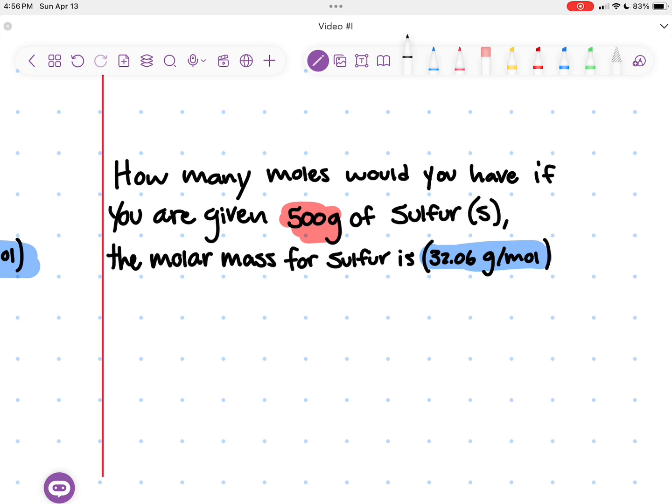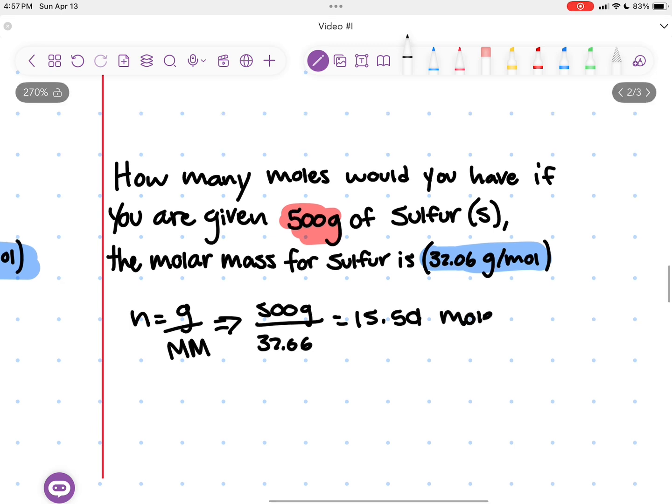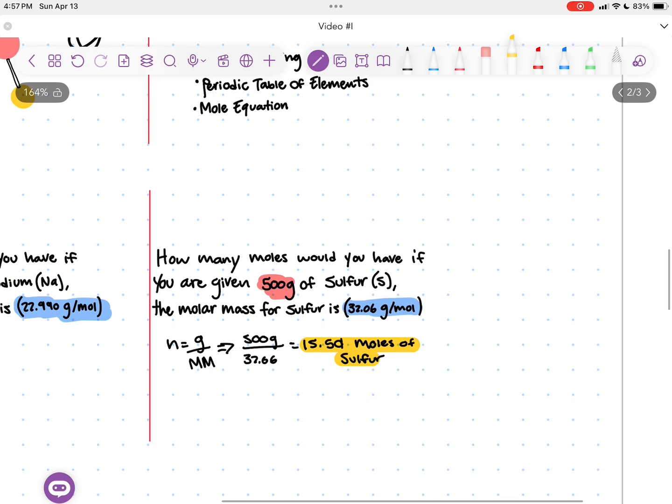We're given our equation, n equals grams over molar mass. In this case, we're given 500 grams of sulfur over 32.06, which is our molar mass. From there, all we do is 500 divided by 32.06, which would give us 15.59 moles of sulfur. And it's that simple. All you have to do is divide your grams by your molar mass.